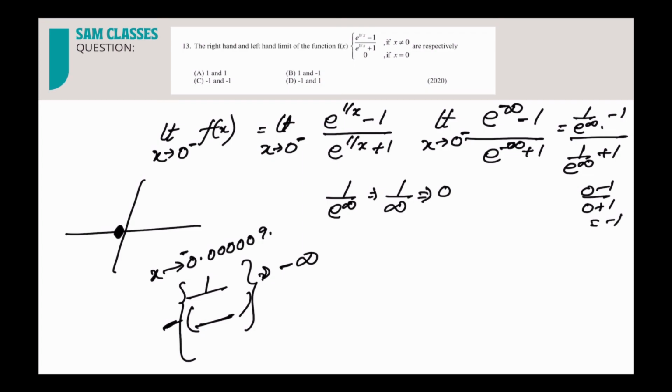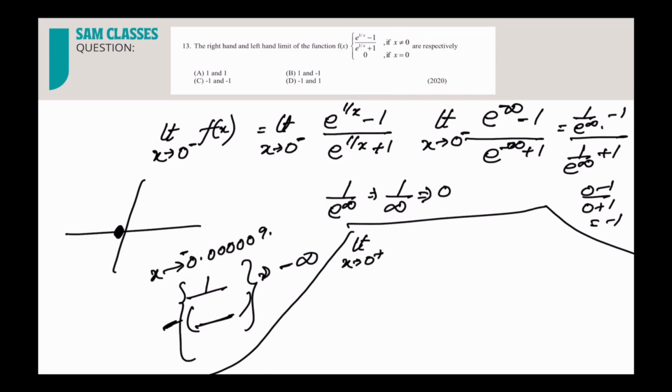What about the right hand limit? Let's see. Limit x tends to 0 plus. I'll change the color of the pen. So f(x) now is equal to e power what you will get here? Infinity. Because when you are approaching this side, I'm putting a value in e power 1 by a value which is very small but positive. So it will be e power infinity, since 1 by a very small value is infinity. So (e^infinity minus 1)/(e^infinity plus 1).